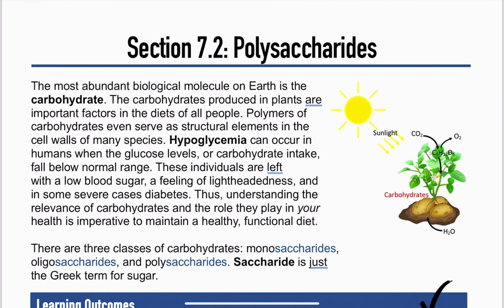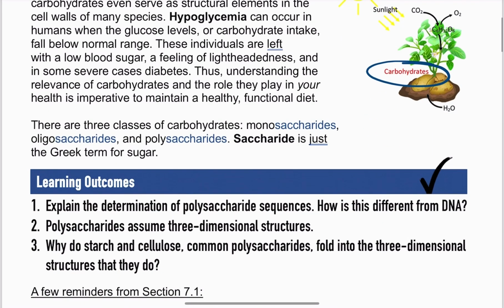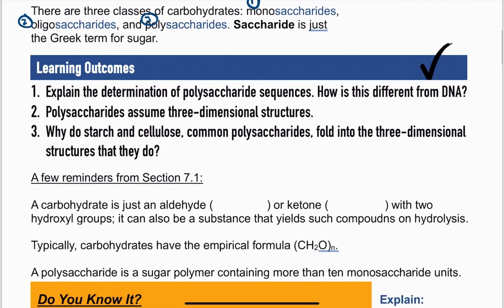There are three classes of carbohydrates that the text explicitly explains: monosaccharides, oligosaccharides, and polysaccharides. And saccharide is just the Greek term for sugar. We even established a few learning outcomes with this section.